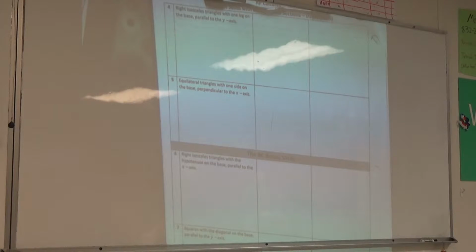So what kind of integral? Has to be dx if you're slicing this way.